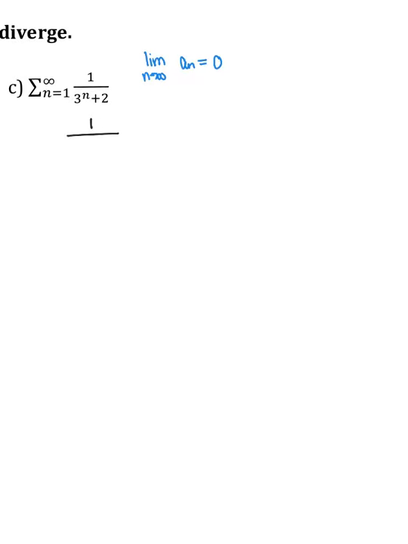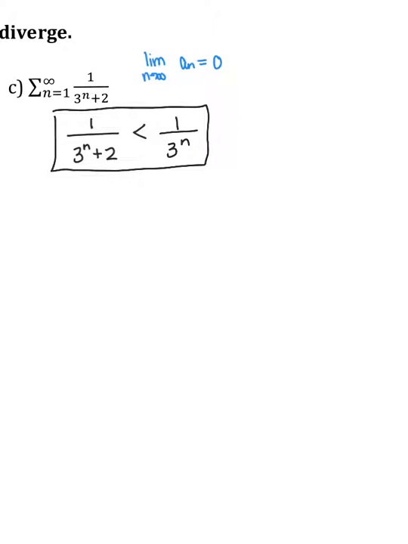So I have 1 over 3 to the n plus 2. And if I take away that plus 2, that denominator gets smaller, so the ratio gets larger. And I have this comparison here that I can say. And again, I know 1 over 3 to the n plus 2 is always going to be positive from 1 to infinity. Same thing with 1 over 3 to the n. So I'm good to use this direct comparison test. So now I need to know what this thing's going to do.